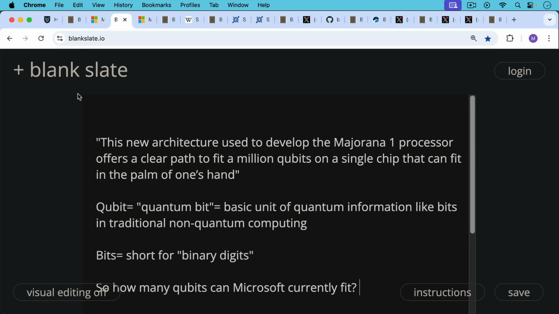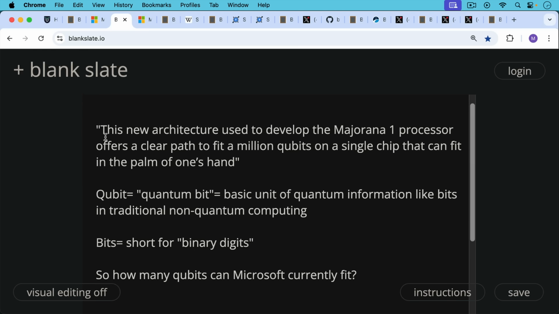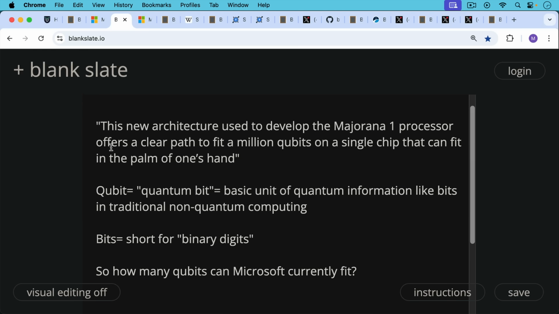Now, qubit, that's just short for quantum bit. That's the basic unit of quantum information, like, for example, bits in traditional non-quantum computing. And if you didn't know already, bit stands for binary digits. That's just a shortened version of it.